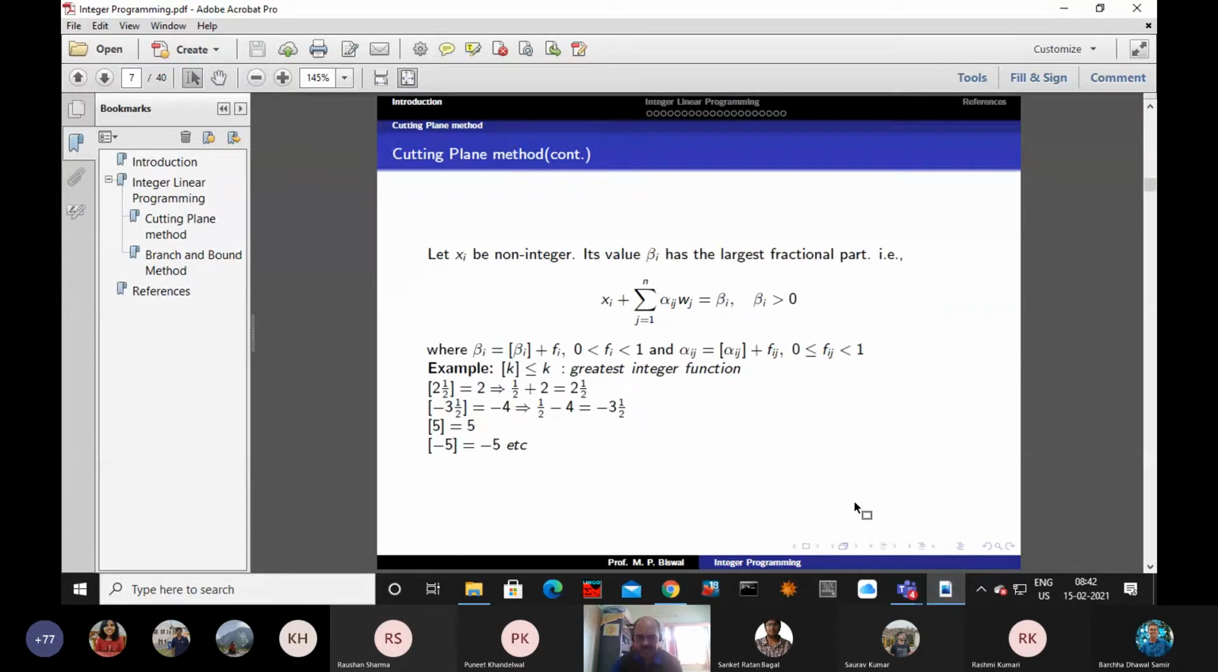So xi, the ith basic variable, plus summation over j varies from 1 to n of alpha ij into wj equal to beta i. Okay, so I can make it still bigger.